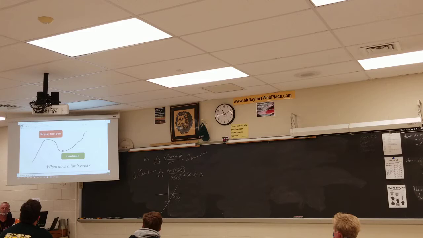Now, I want to repeat almost just what he said because it was really important. As long as the height you arrive at from the right and from the left is the same, then the limit exists. We've actually been doing that for the last couple of days, but now we more officially say it: as long as the height that you arrive at from the right and from the left is the same, then the limit exists.